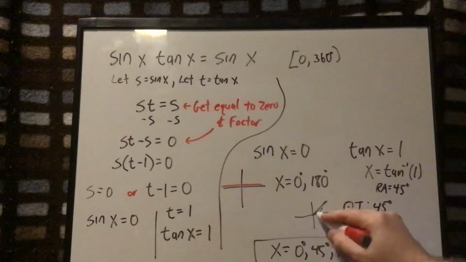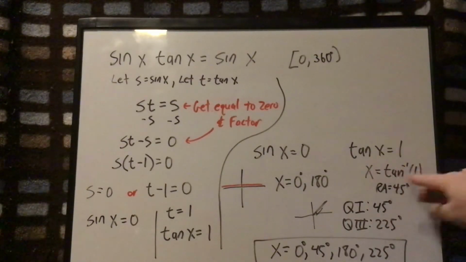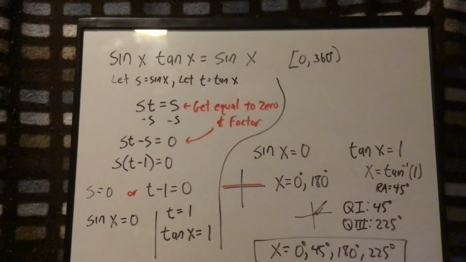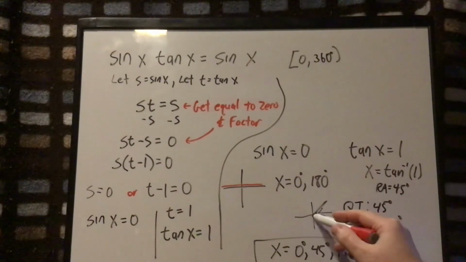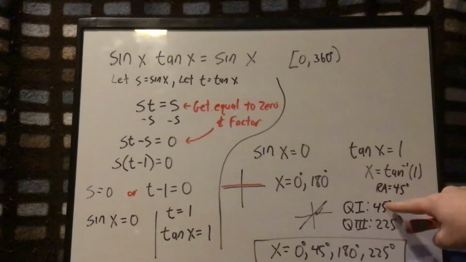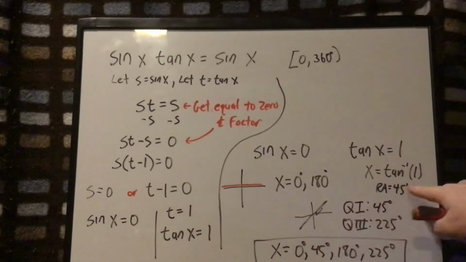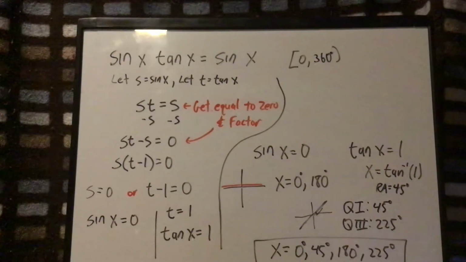So if I made the diagram again, the calculator gives me the quadrant 1 answer 45, but tangent's also positive in quadrant 3 according to the stack diagram. So I need an answer down here. The way I'm getting that answer is by doing 180 plus the reference angle. So this is the reference angle. That second answer comes out in quadrant 3. That's found by doing 180 plus that 45. So that's 225. So now I have a total of 4 solutions.